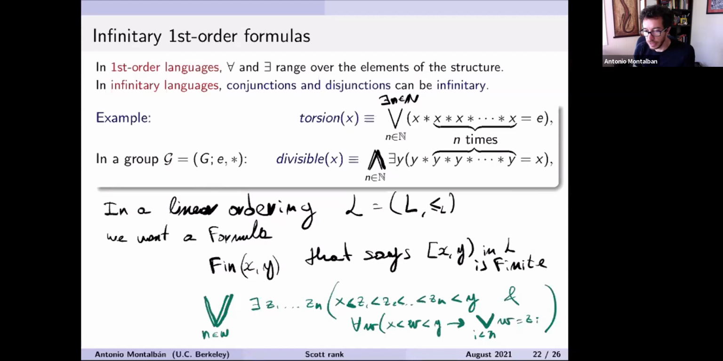Connects maybe infinitely long first order formulas. Connects, I don't know what connects means there, but yes, n can be arbitrarily big. So this formula is going to be infinite. If you want to write this formula down, it's going to be infinitely long.